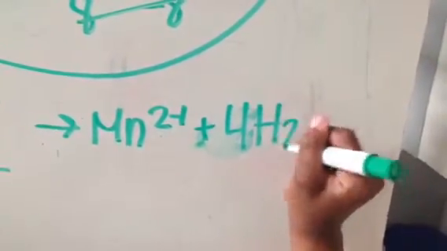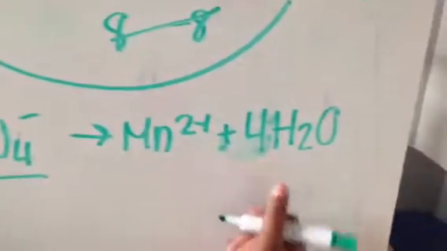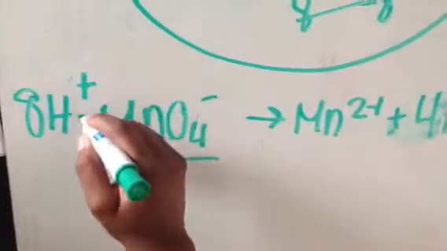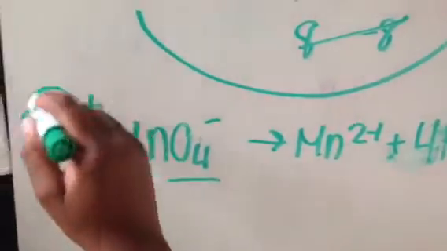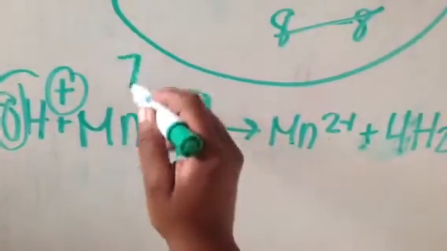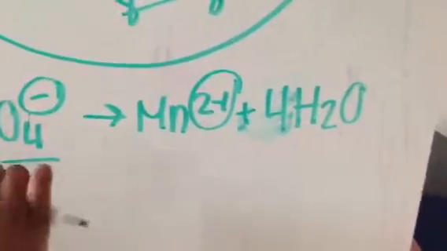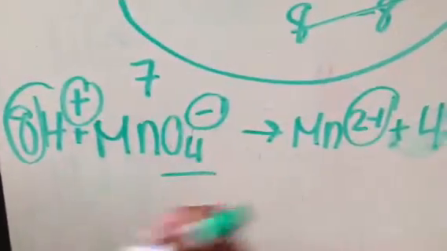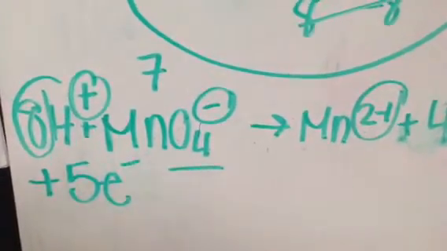H2O, and now we have 8 hydrogens on this side, then we'll have to have 8 hydrogens on this side. And now we have to balance the charges. We have 8 plus charges, minus 1 is going to be 7, and here we have 2 plus charges. So to bring the 7 down to 2, we'll have to add 5 negative charges.